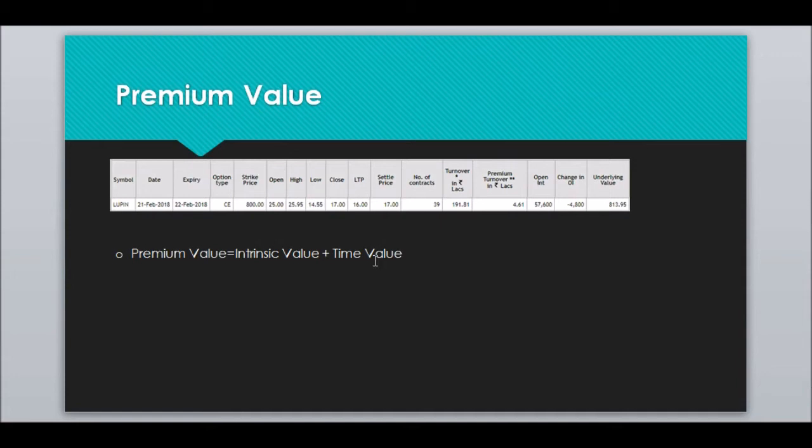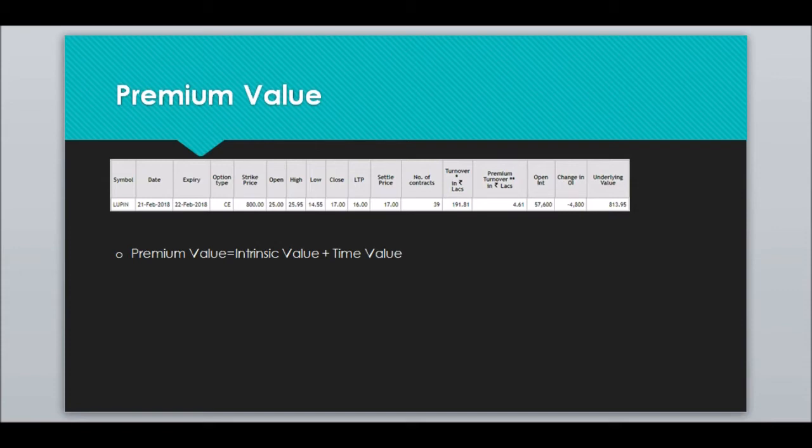At the start of the month it would have a value. Suppose the value is 50 and the stock is trading at 810, and we have a strike price of 800. In this scenario, the difference between the stock value and the strike price will be the intrinsic value. The stock value is 810 and the strike price is 800, so the difference is 10. So 10 will be the intrinsic value. Then what is the remaining 40? It is the time value.